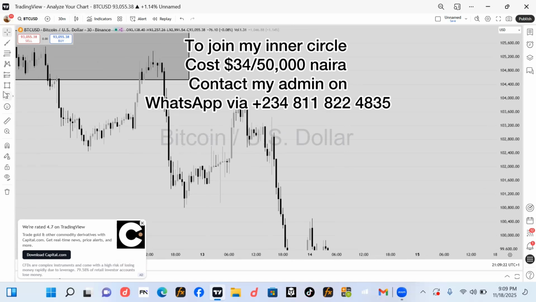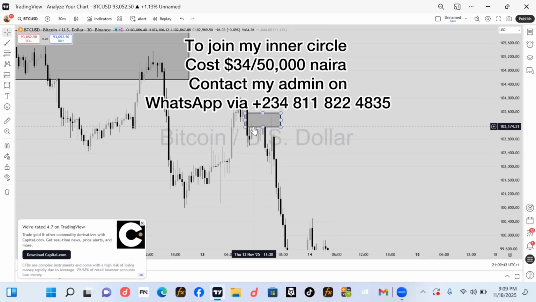Now look, coming to this 30 minutes time frame, we also have a fair value gap zone here. Now you see this gap in between this zone. You see this long candlestick. Now there's a gap it creates. The gap in between it is what is called fair value gap.